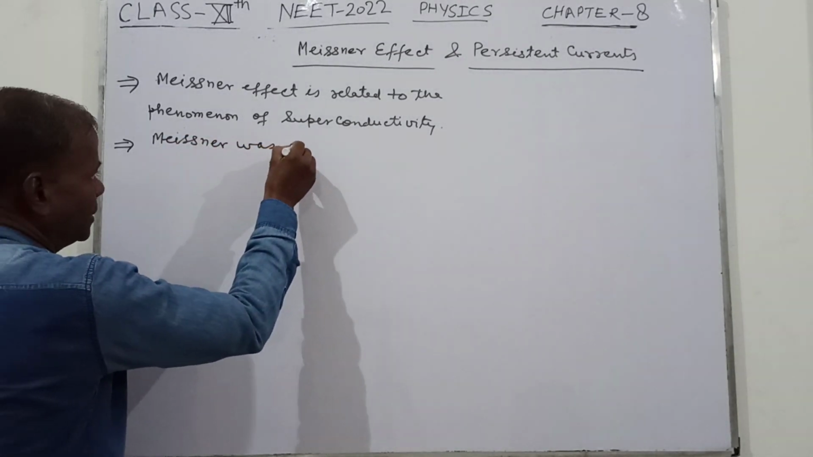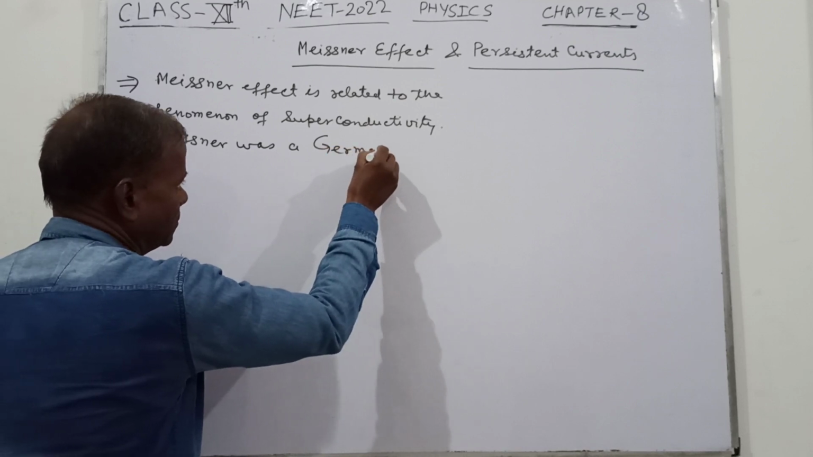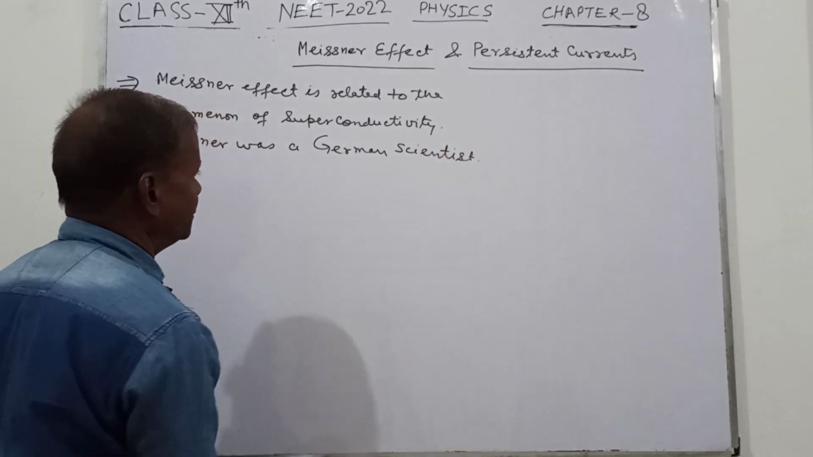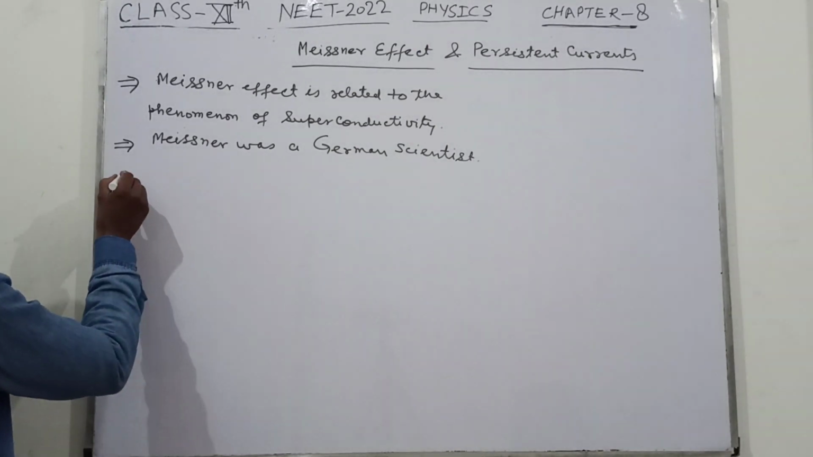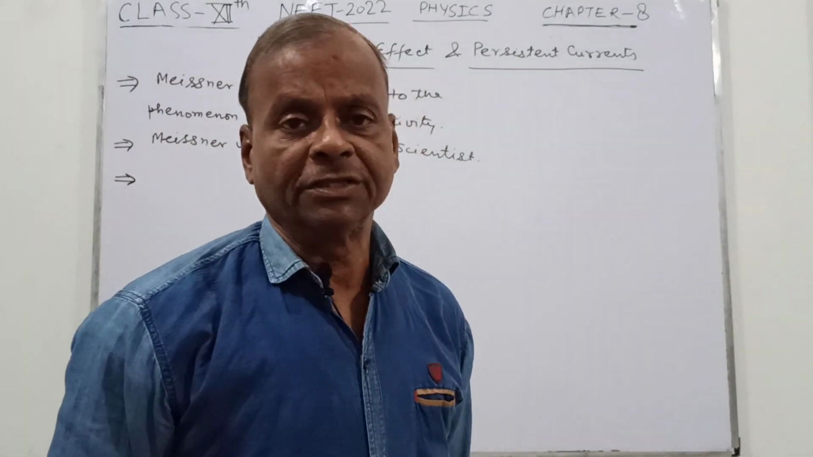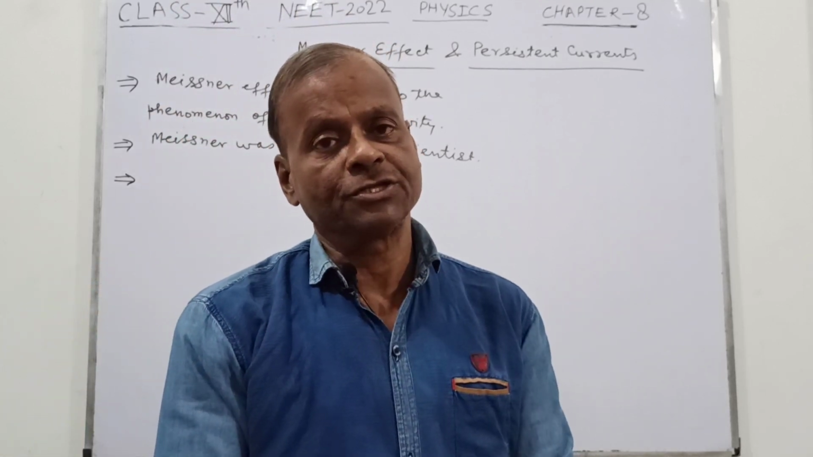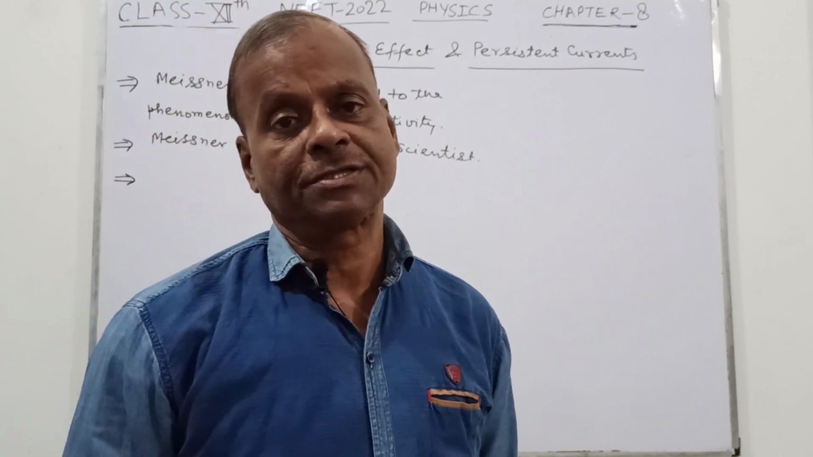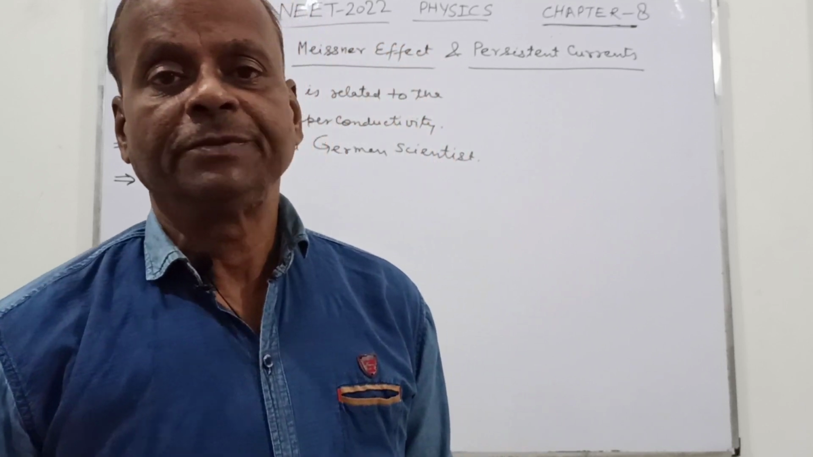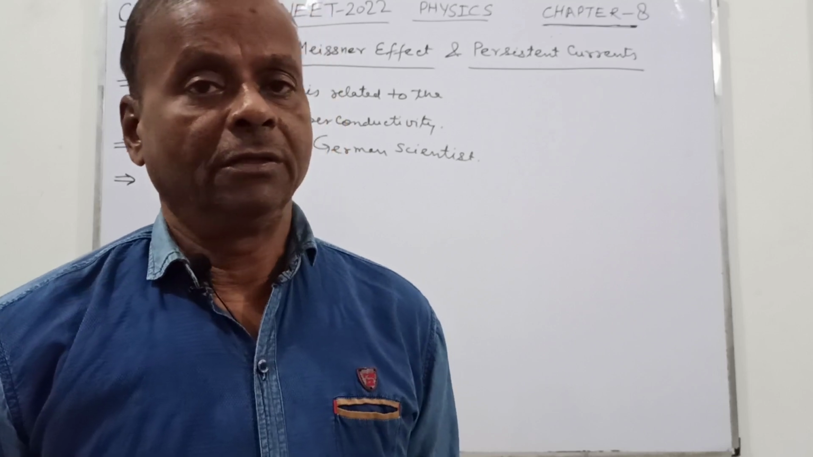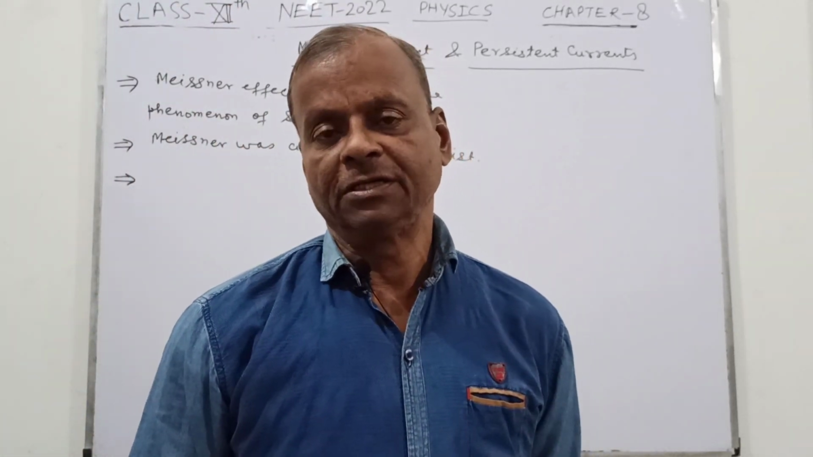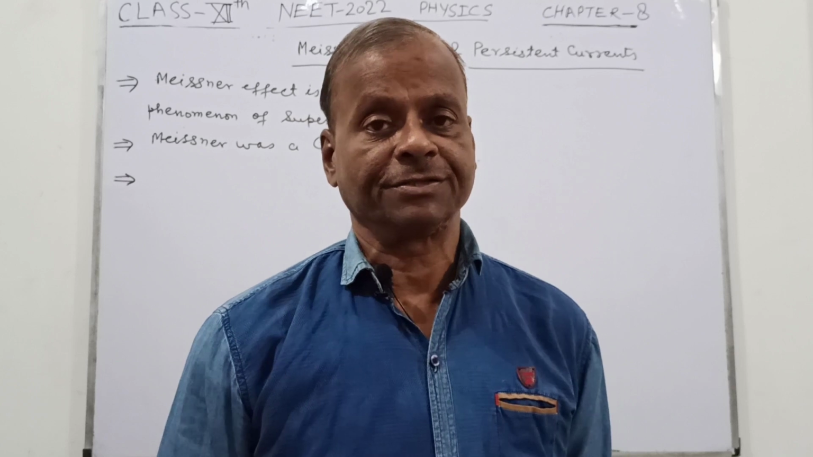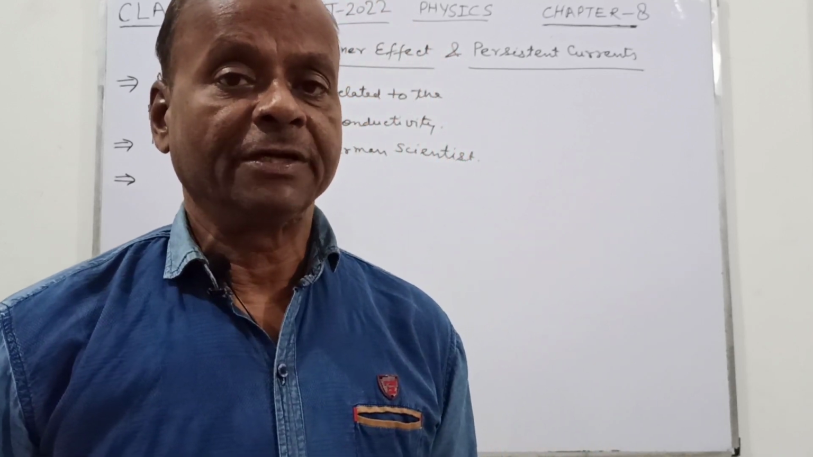Meissner was a German scientist. Now we know that when the temperature of the conductor is increased, its resistance also increases. But if we do the reverse, if the temperature is reduced, then the resistance of the conductor will reduce. If we continuously decrease the temperature of the conductor, then we will reach a certain critical temperature at which the resistance of the conductor vanishes and the conductor becomes a superconductor.